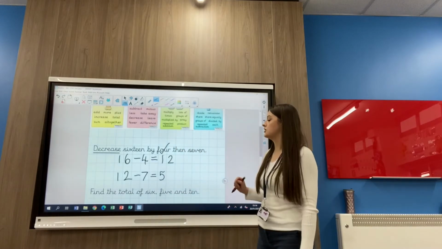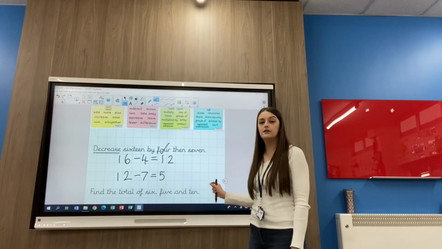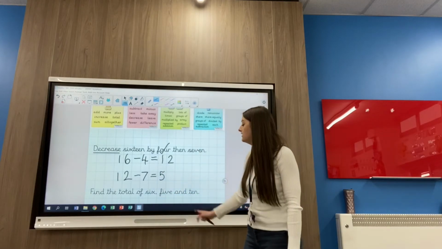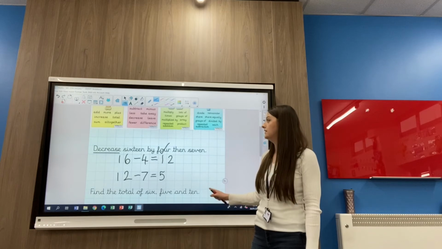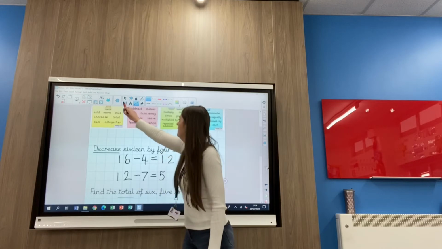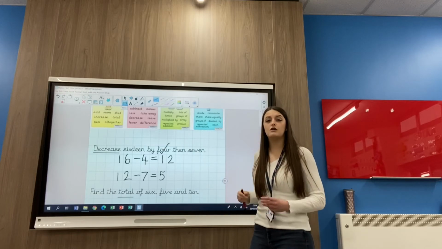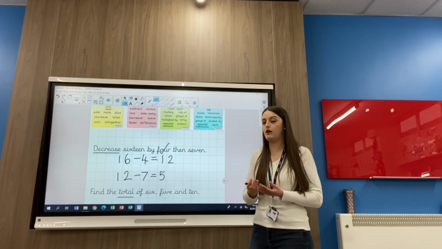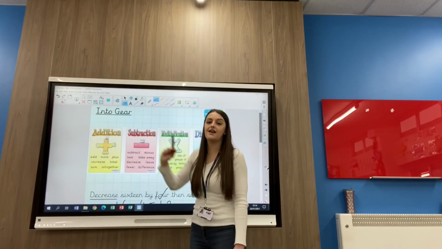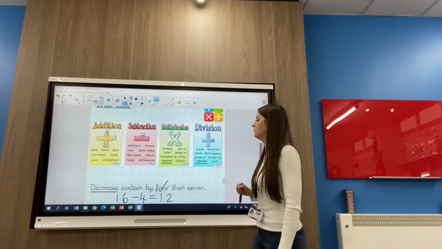Right, so I've got another question here. It says find the total of 6, 5 and 10. Who has spotted the word in this question that tells me what I'm going to be doing with 6, 5 and 10? If you said total, another big well done, Year 3. Now, before I pull my board up, which operation would we do to find the total of those numbers? The total, there's a clue. We're going to be adding the numbers together. It's addition. So to find the total of these numbers, I need to add them up.